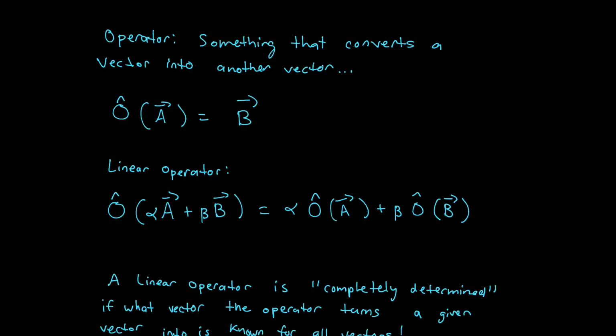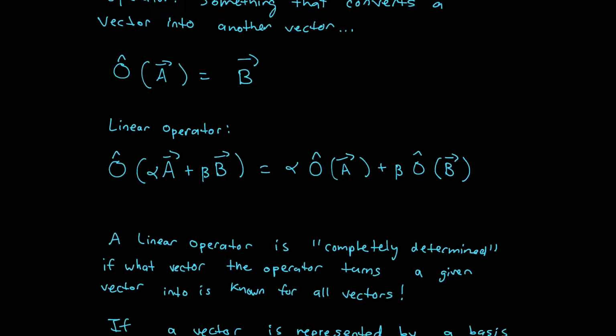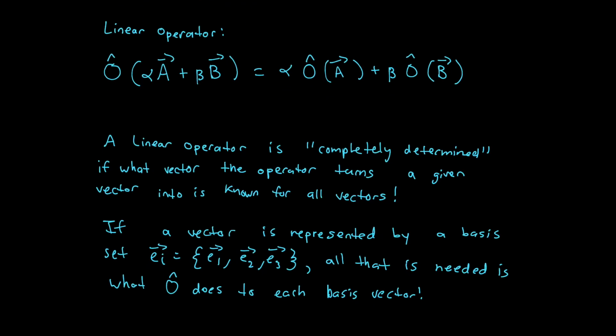Or mathematically, we write O hat operating on the vector A gives you the vector B. And in this course, we'll be dealing with linear operators, which means that when you run an operator O, which is linear, on a linear combination of vectors alpha A plus beta B, you'll get alpha OA plus beta OB.